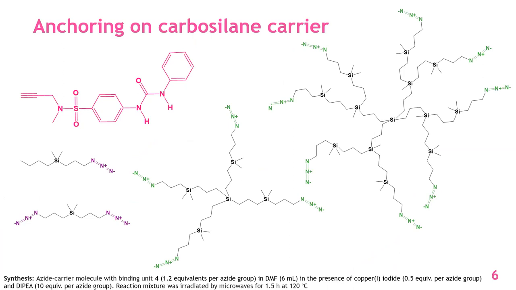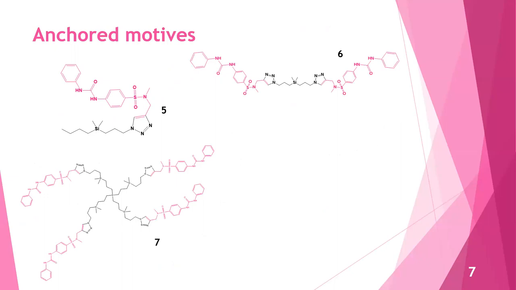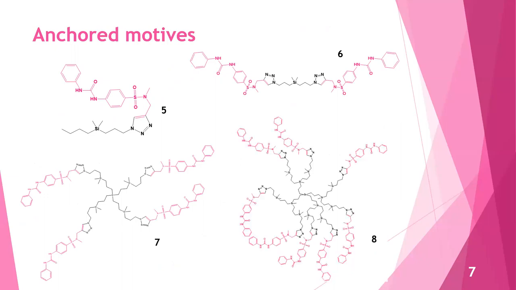By utilizing click reaction, we attached our binding unit to this carrier in the presence of copper iodide as a catalyst. So we prepared four different receptors: monomer 5, bivalent receptor 6, and dendrimer of the first generation, which corresponds to number 7, and number 8, which corresponds to the dendrimer of the second generation.